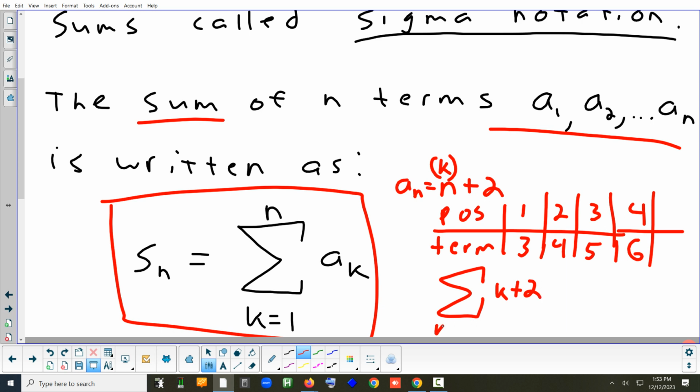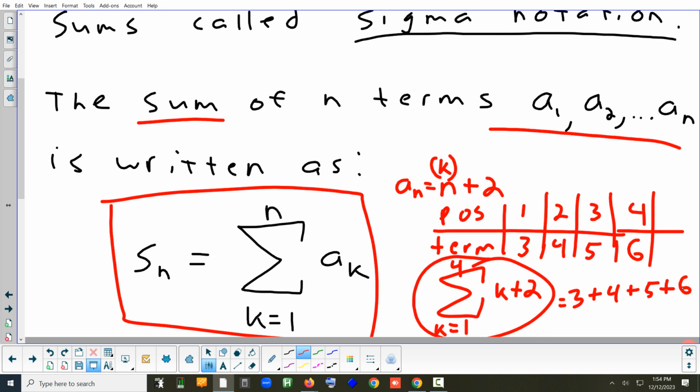At the bottom, tell me where you want K to start. So what's the first number you want to plug into that formula? If you want to start at position 1, then you let it be 1. And then at the top, you put where you want it to stop. So this notation right here represents doing 3 plus 4 plus 5 plus 6.